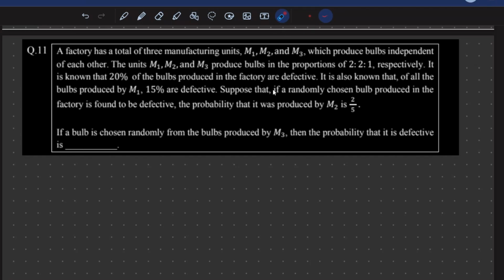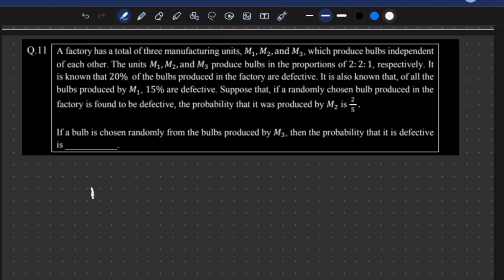So moving on to the last problem of the day. Okay, so we have been given that a factory has 3 manufacturing units, M1, M2 and M3, which produce bulbs independently. Okay, and in the proportion 2 is to 2 is to 1 respectively. It is known that 20% of the bulbs are defective, okay, and 15% formed by M1 are defective. Okay, fine. So let us write the data first.